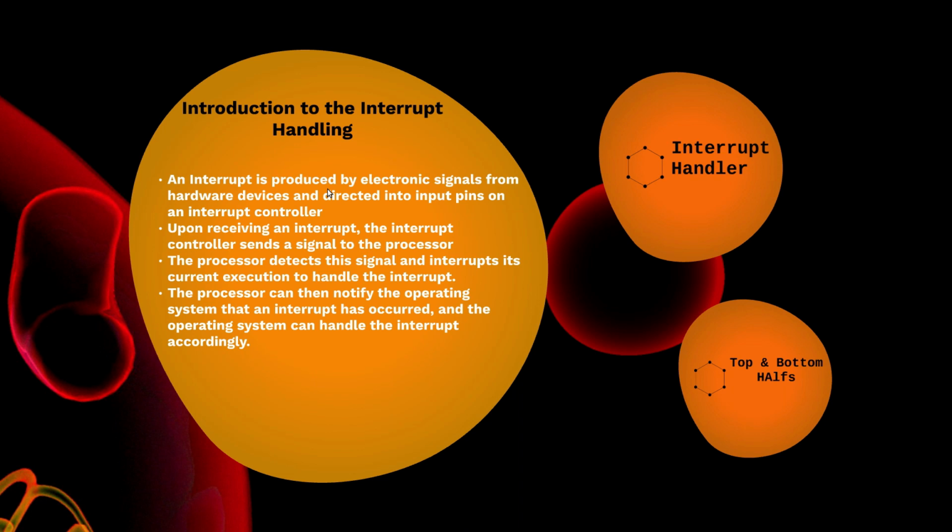So what does that mean? Whenever we receive an interrupt, the interrupt controller sends a signal to the processor. The processor then detects this signal and interrupts its current execution to handle the interrupt. The processor can then notify the operating system that an interrupt has occurred, and the operating system can handle the interrupt accordingly. So whenever that interrupt occurs, there will be some handler to handle it.